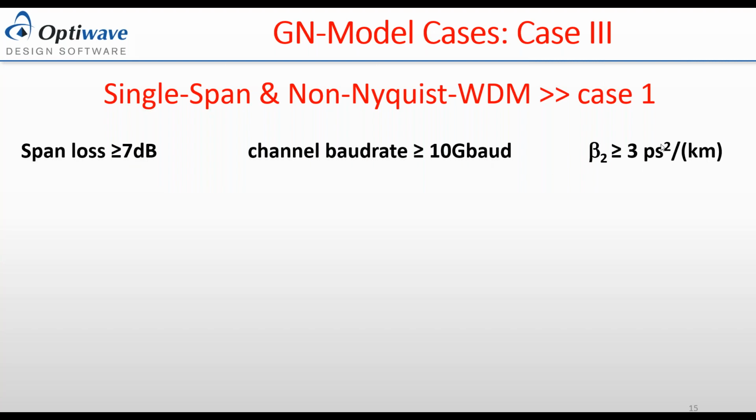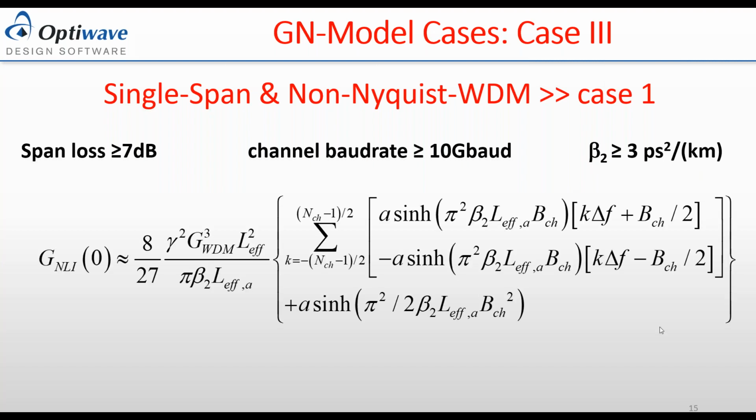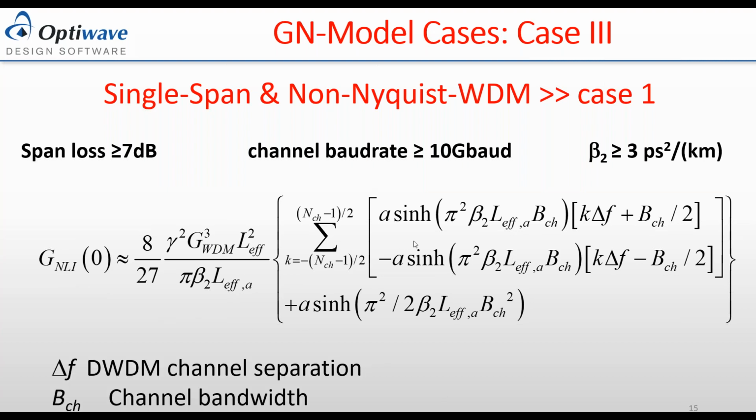If you remember, we said that in the equations of the GN model, we assume the third order dispersion for cases where we have group velocity dispersion more than or equal to this value. So this is just to satisfy that condition. In this scenario, when we have a single span and non-Nyquist WDM transmission, then at f equal to 0, the nonlinear interference power spectral density would be given through this equation. And the delta f here in this equation is the channel separation between the wavelengths.